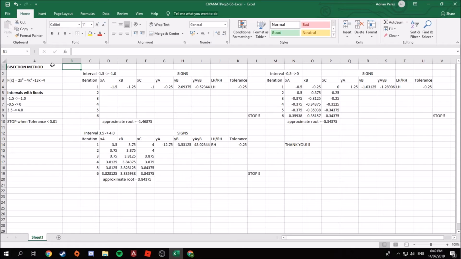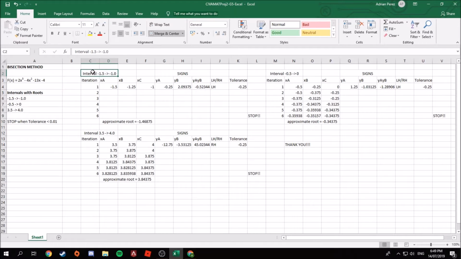So here we have Excel using the bisection method to solve for the approximate roots for the equation, given the intervals with roots obtained through the incremental search method. To start, let us start with interval negative 1.5 to negative 1.